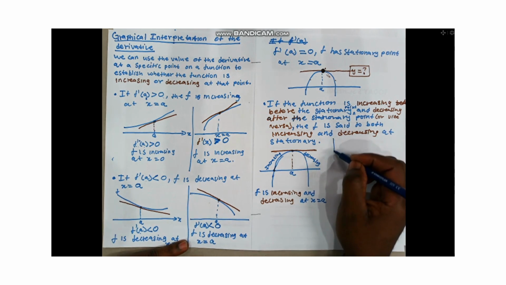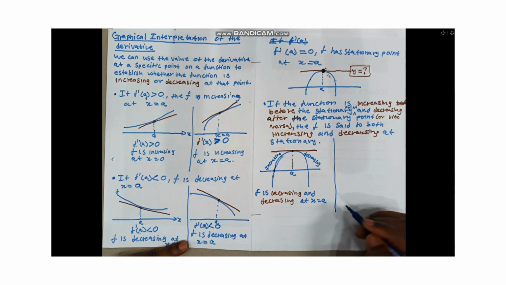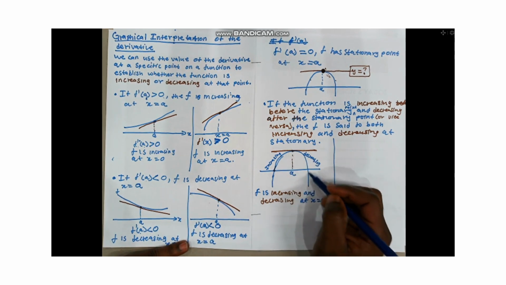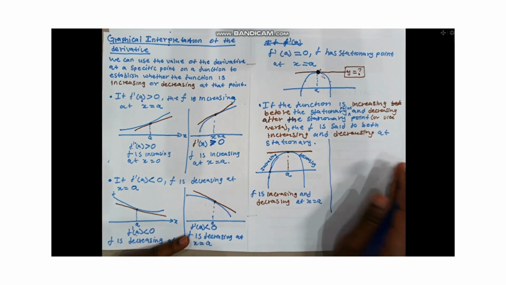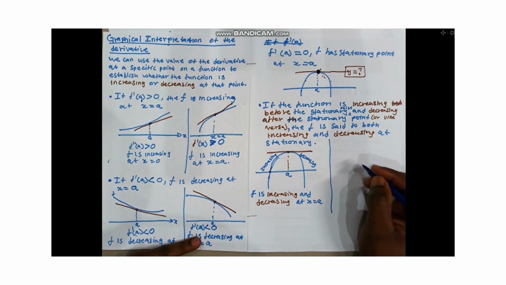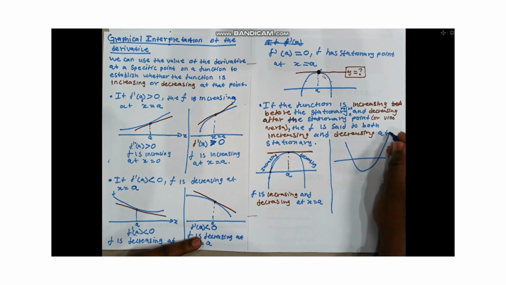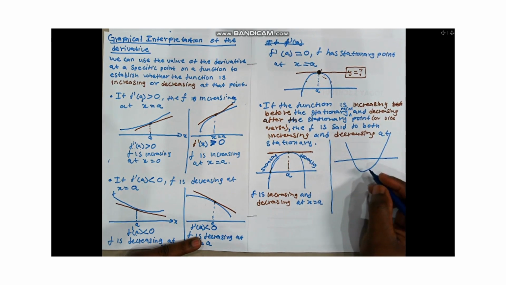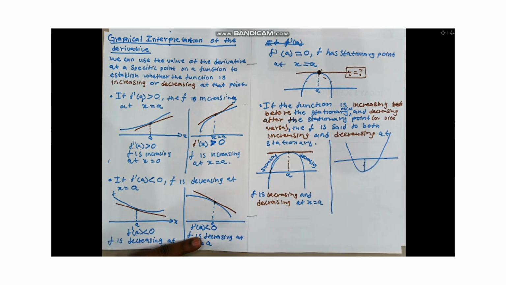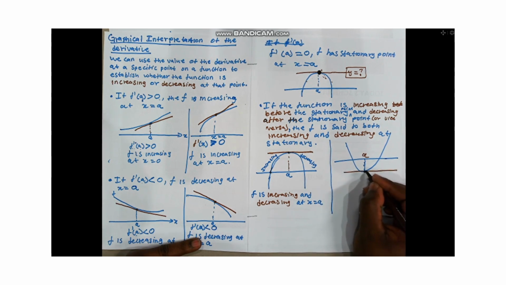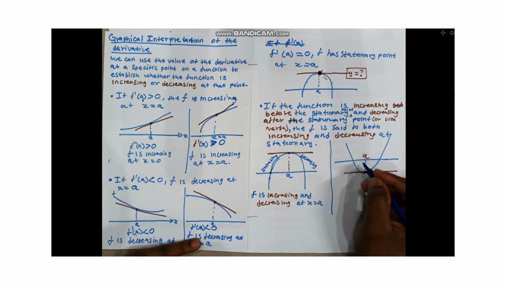Very important to understand that, because when you have to interpret your graph, when they say tell me where your graph is increasing, where your graph is decreasing, you must understand these things. Very, very important. Let me just show the other one here. f of a here, our tangent here, where our gradient is 0.